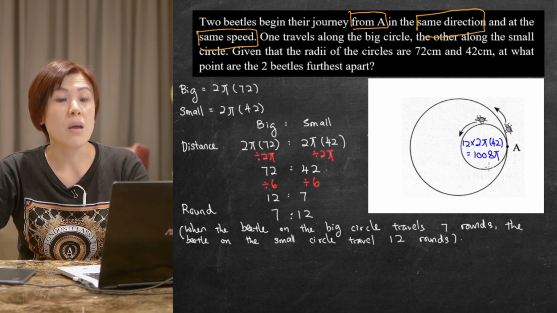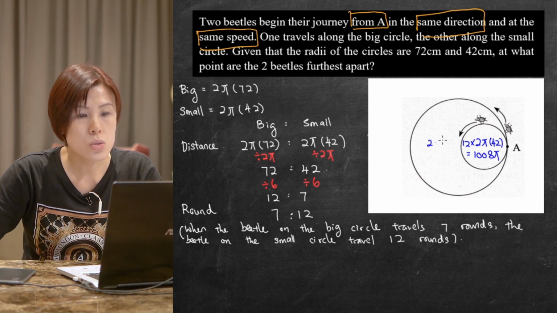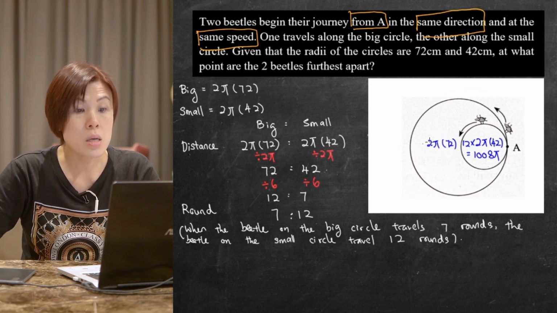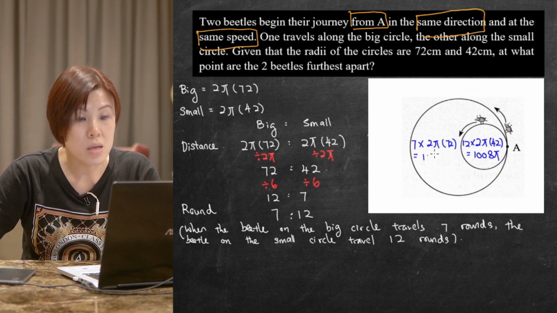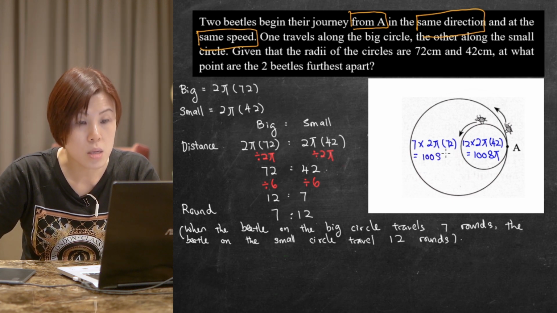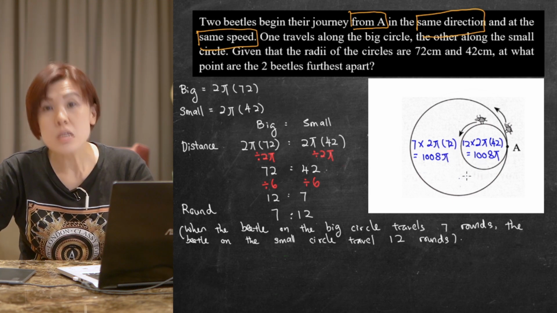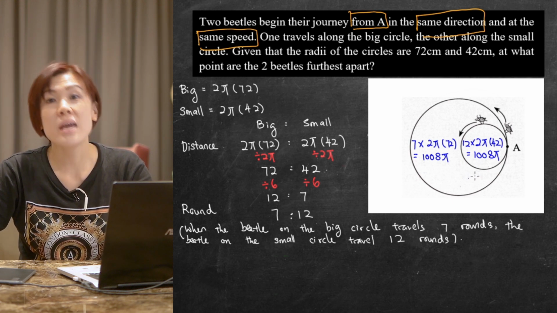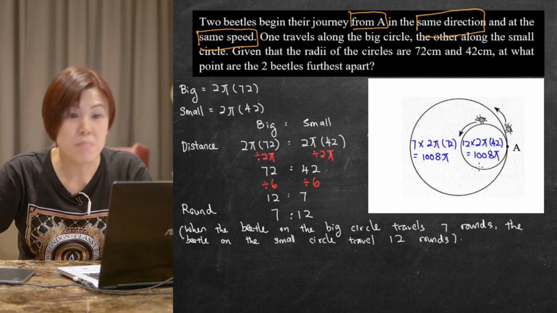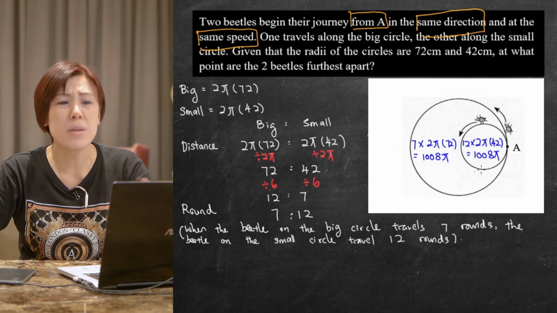Whereas the beetle on the big circle, to complete one round, needs to travel 2 times pi times 72 cm. As it travels 7 rounds, I'm going to multiply by 7, and we will get the same result, the same distance, 1008 pi. Since the distance traveled by these two beetles is the same, 1008 pi, and they are traveling at the same speed, the time needed by each of these beetles to complete 7 and 12 rounds is the same, although the number of rounds is different.